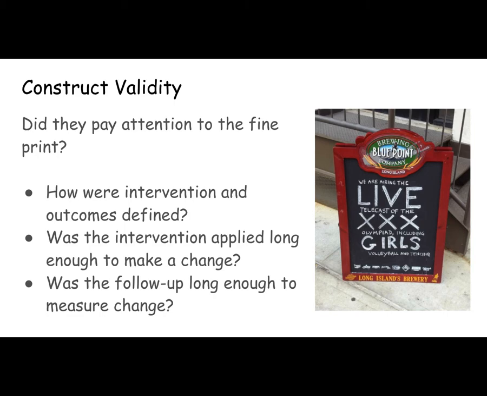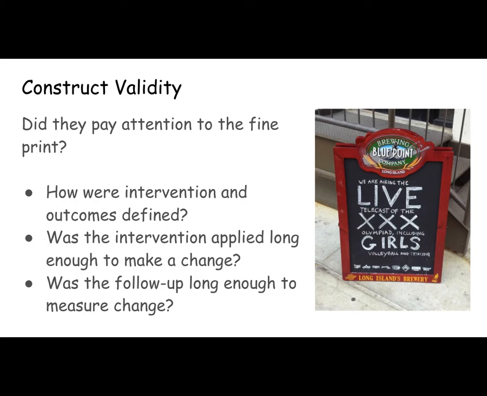Construct validity is a question of the fine print. Were they really measuring the things that they said they were measuring? And were they really testing the things they thought they were testing? This comes down to things like if they're testing a particular intervention, so constraint-induced movement therapy, how long did they apply the intervention? How was that intervention implemented? And then when they went to measure the outcomes, how did they measure range of motion?